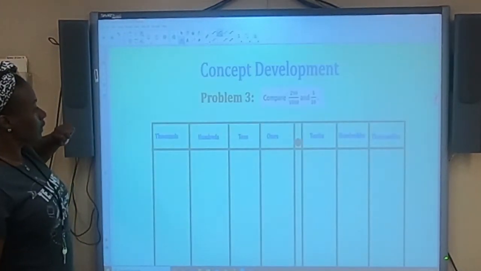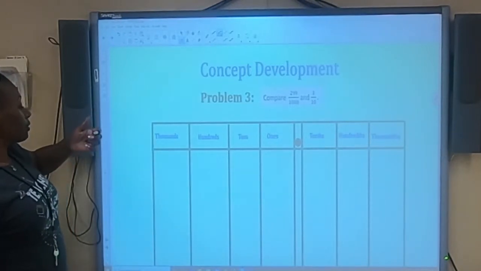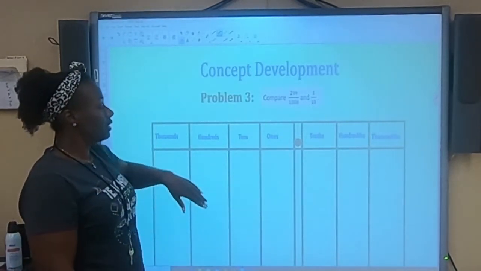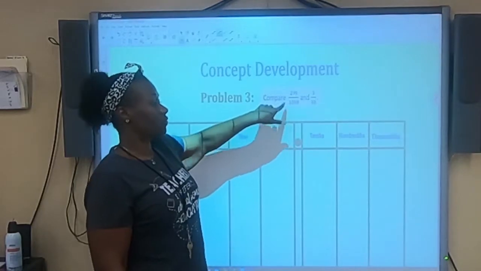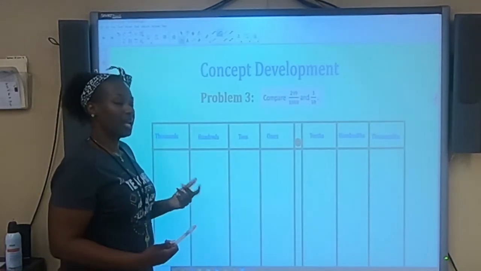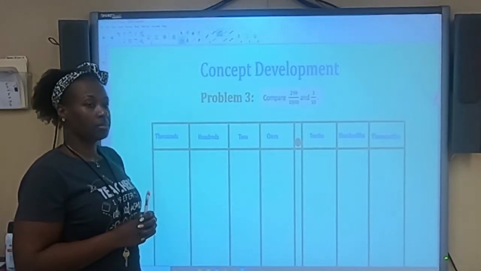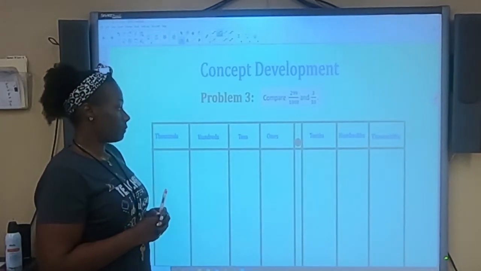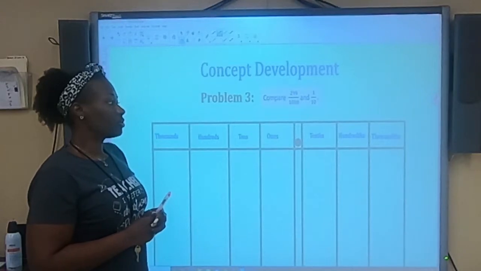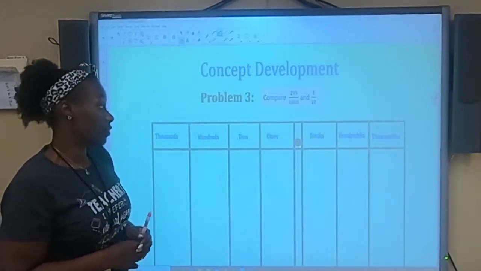Okay. Now we're going to compare. Notice what's different about this one. Instead of standard form, they gave me fraction form. Can I write my fraction form in standard form? Absolutely I can. So I'm going to start by writing 299 thousandths in standard form.